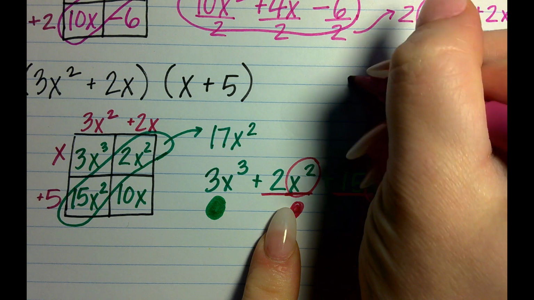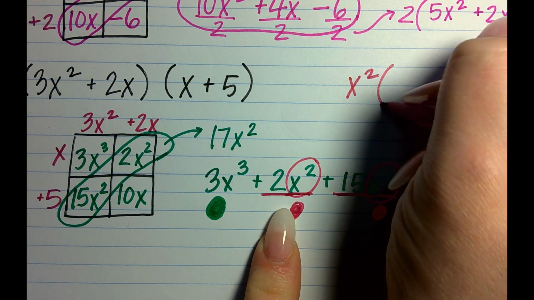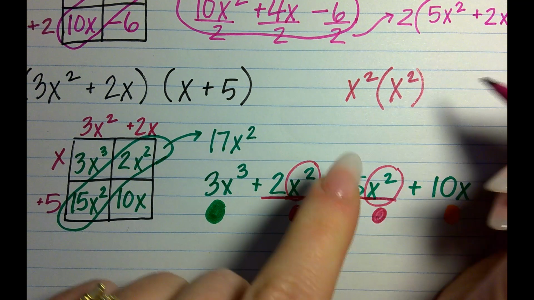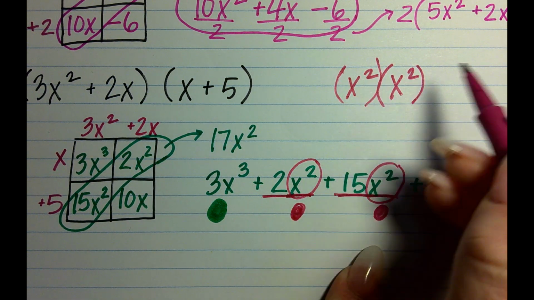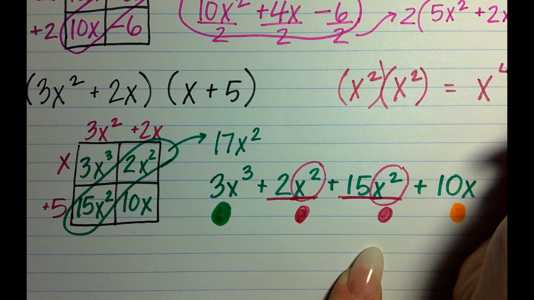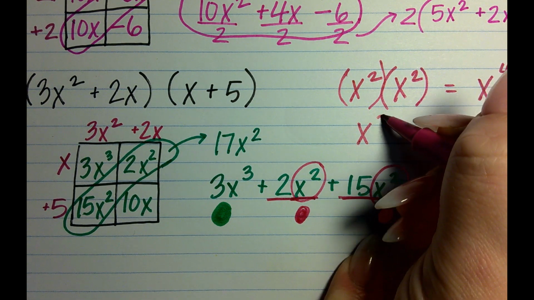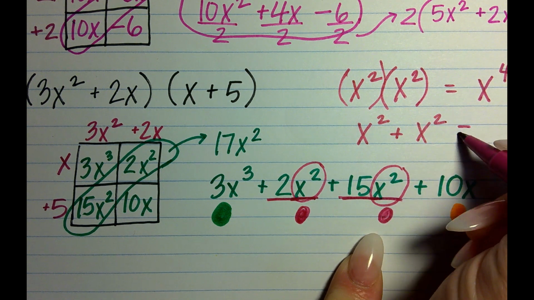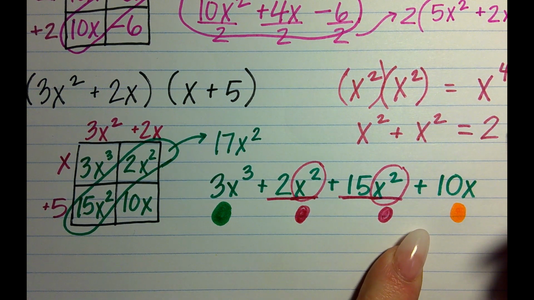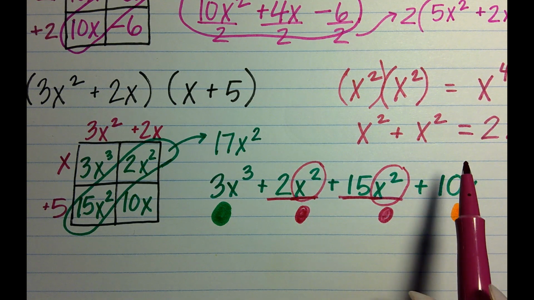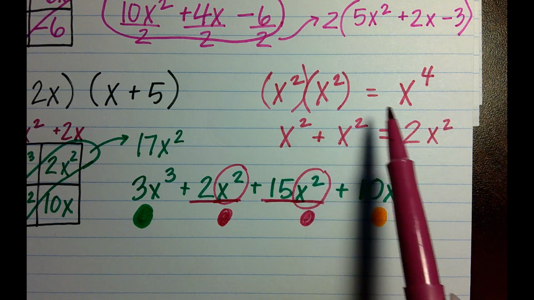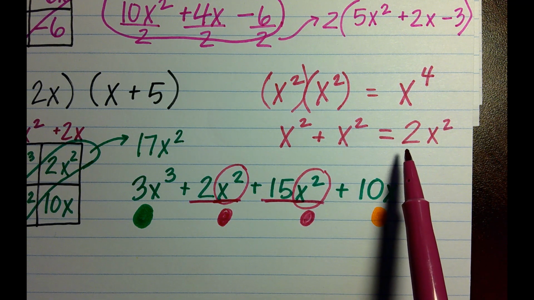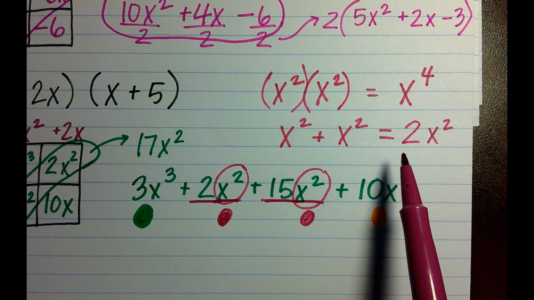Because x squared times x squared would give us x to the 4th power. But x squared plus x squared, now I have 2 x squareds. We only change the exponent when we multiply. When we add, we change the coefficient because it tells us how many of those we have. Does that make sense? Yeah, but math is weird.